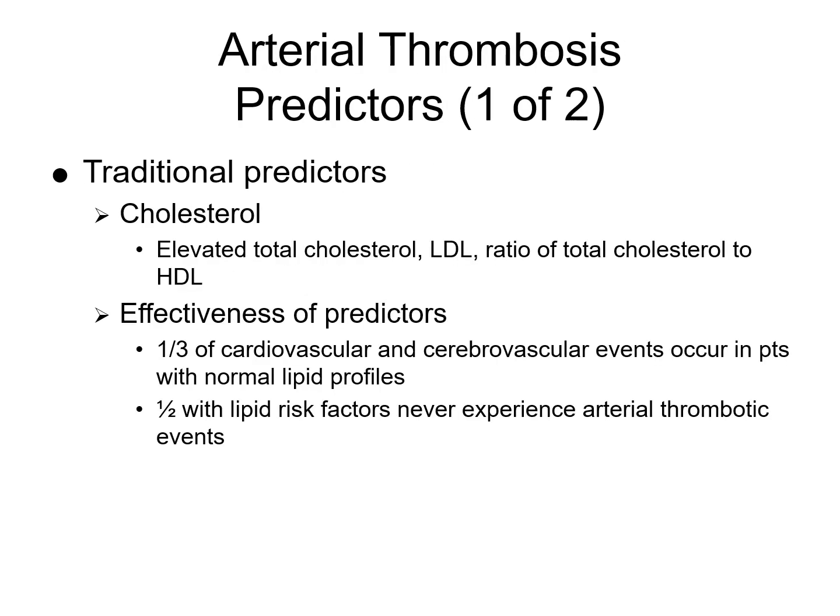There are some traditional predictors of cardiovascular risk. So cholesterol, we all kind of know about that one. Elevated levels of total cholesterol and low density lipoprotein, or LDL cholesterol, are well-established risk factors for cardiovascular disease. The ratio of total cholesterol to high-density lipoprotein, or HDL cholesterol, is also important, with a higher ratio indicating greater risk. Despite these associations, traditional cholesterol measurements are not perfect predictors.